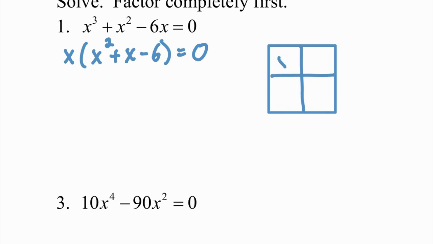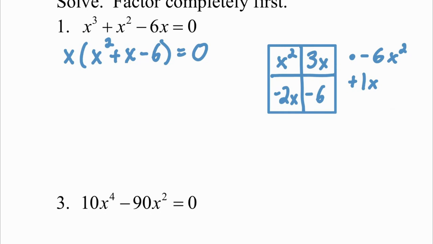So we put x squared in the upper left and negative 6 in the bottom right. We want something that multiplies to those two multiplied together, so negative 6x squared, but adds to the middle term of a positive 1x. The two numbers that multiply to negative 6 but add to 1 are 3 and 2, where 3 is positive and 2 is negative, because negative 2 times 3 is negative 6, and negative 2 plus 3 is a positive 1.